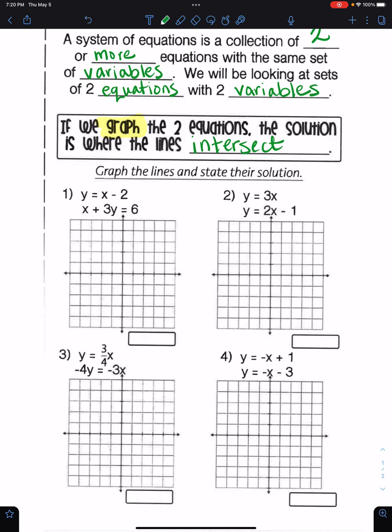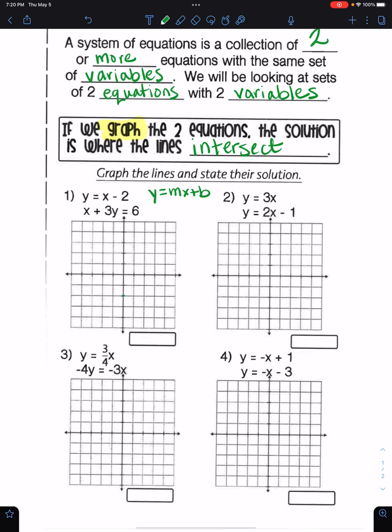For number one, if you recall, slope-intercept form looks like this. So that first equation is already in slope-intercept form, and the y-intercept is -2. So one of the points on my graph is the point (0, -2). And then the slope is 1, or like 1 over 1. So I'll go up 1 over 1, up 1 over 1, and here is my line.